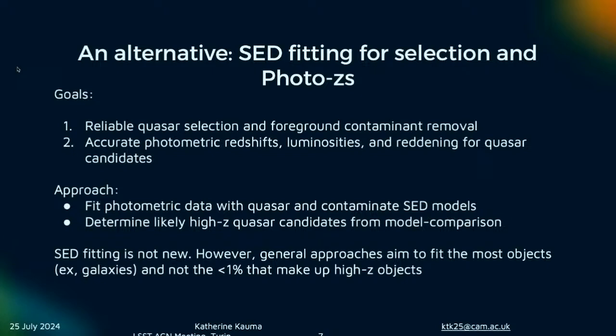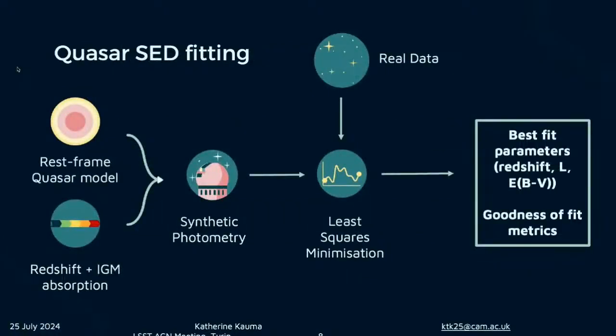This is SED fitting. It's not a new technique. However, the codes that exist now are optimized to fit the most things correctly. And when high redshift quasars make up generally less than 1% of that sample, they are often not fit as well. So we are using this as a way to, like, this is tailored specifically for high redshift quasars and should, in theory, work better.